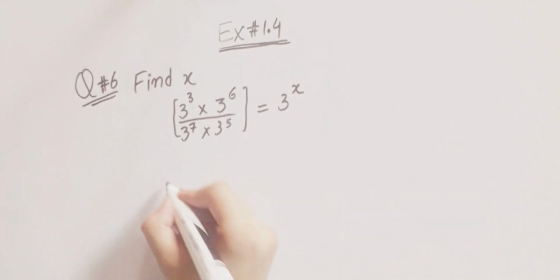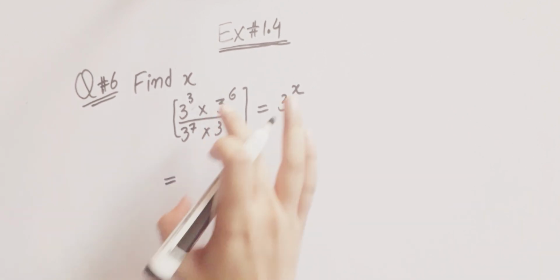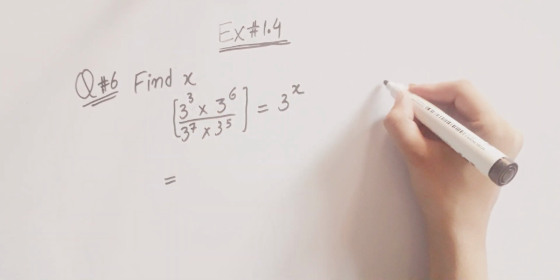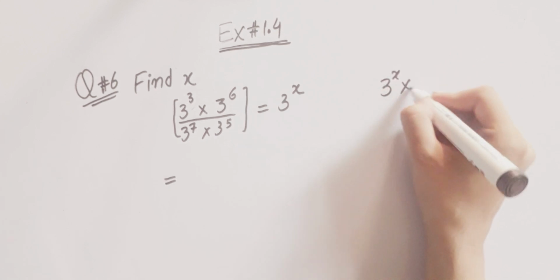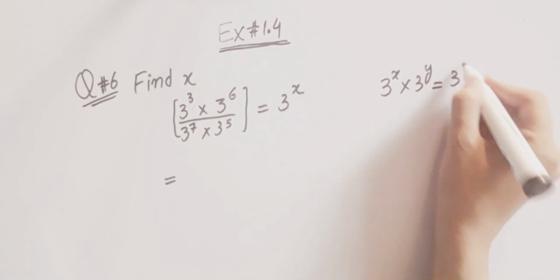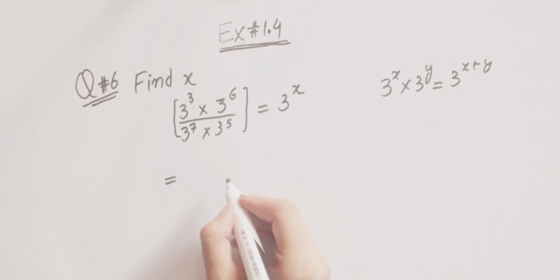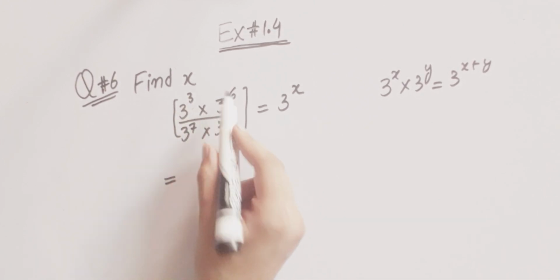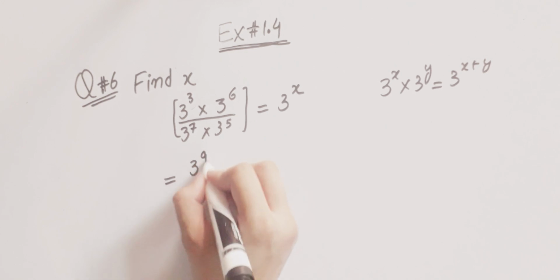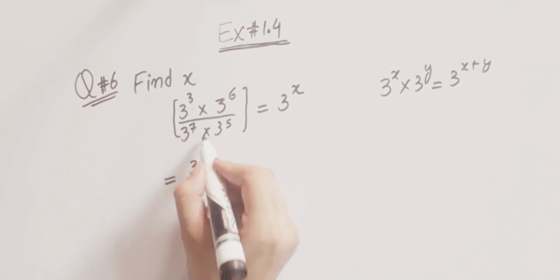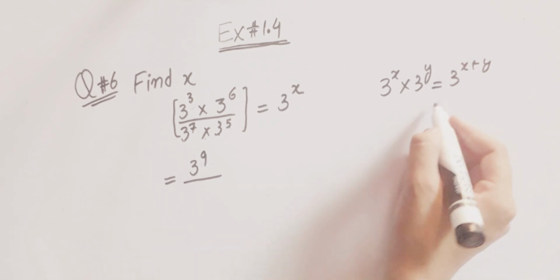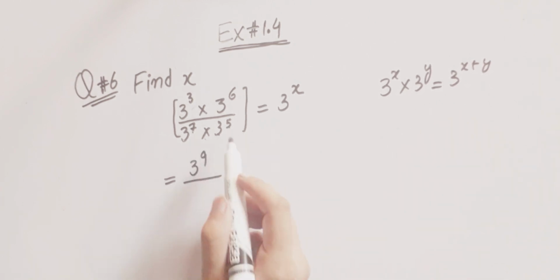Now students, here first of all we will apply the product law. According to that, 3 power x multiply 3 power y is equal to 3 power x plus y. Now 3 power 3 multiply 3 power 6, 3 plus 6 is 9, we have 3 power 9. And 3 power 7 multiply 3 power 5, we will apply here also the product law. According to that, 7 plus 5 is 12.